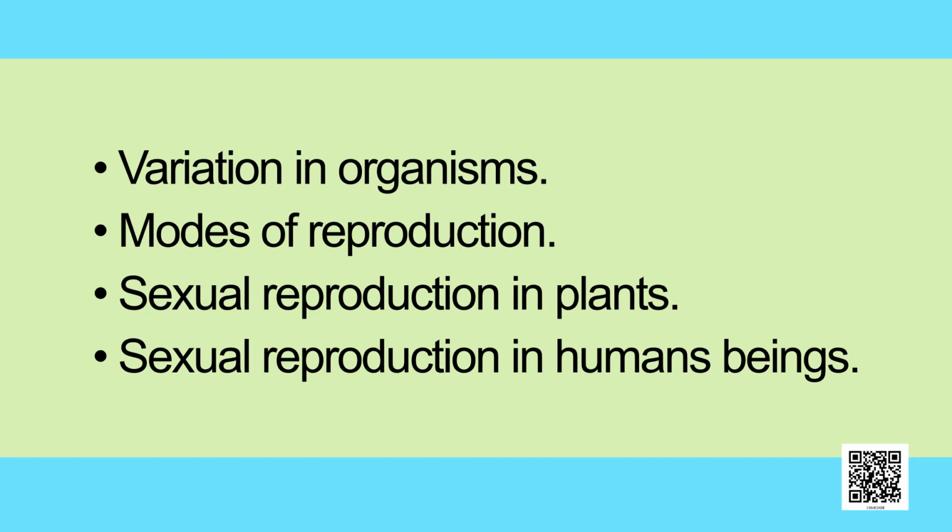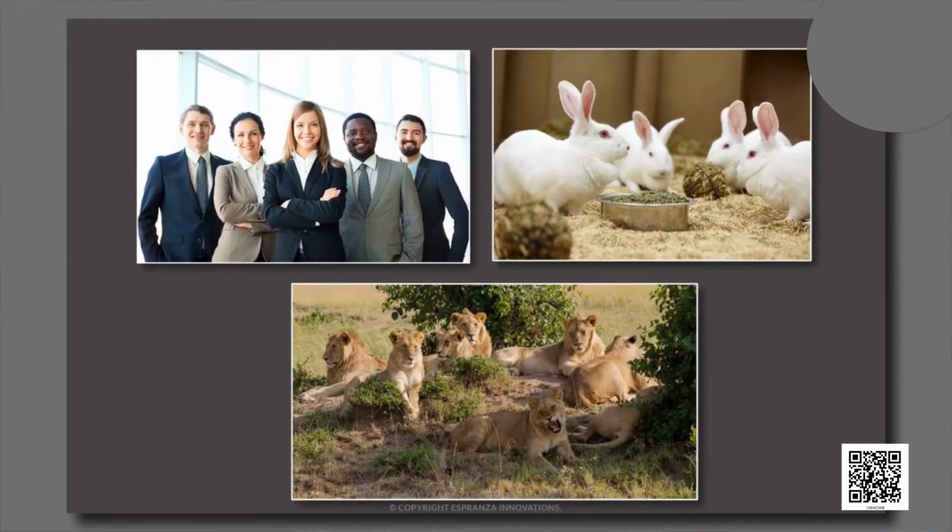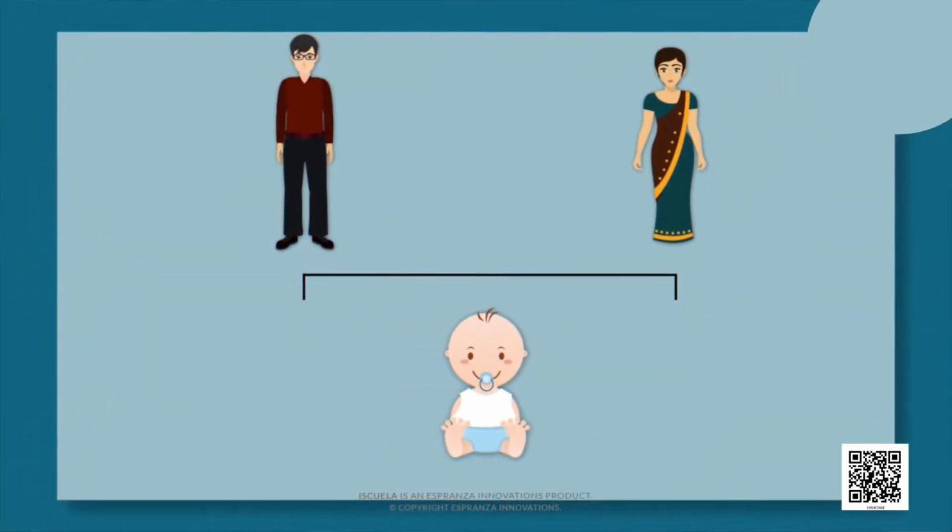First of all, we will discuss variation in organisms. Organisms look similar because their body designs are similar. If body designs are to be similar, the blueprints for these designs should be similar. Thus, reproduction at its most basic level will involve making copies of the blueprints of body design.